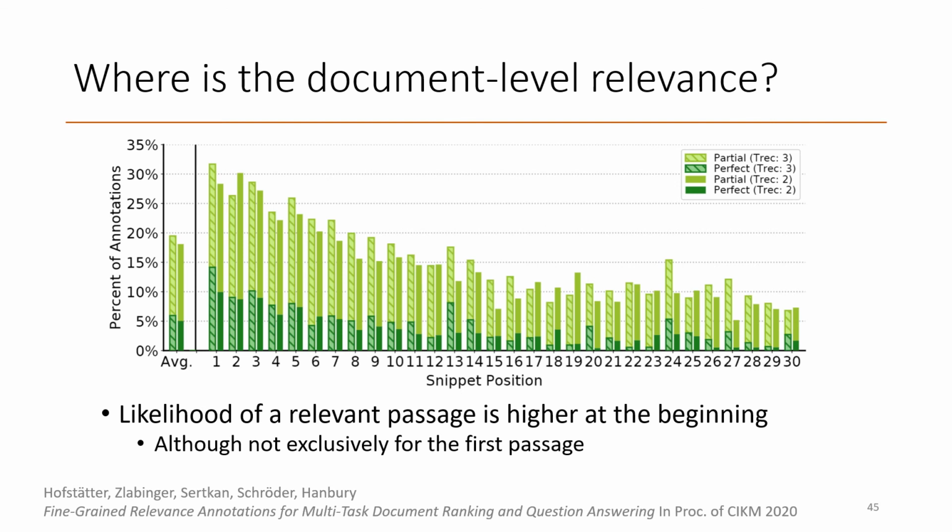So finally, I want to extend this question and ask, where is the document level relevance? So where is the likelihood of relevant passages across a long document? And what we find here is that relevant passages are more likely to start at the beginning of a document, although it's definitely not exclusively the first passage, and it also extends far behind in the tail of a document. So this keeps giving us new insights into how to design neural models that work with such long text.